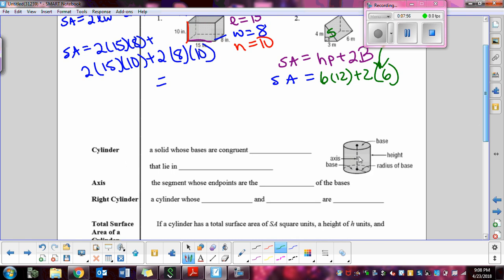Alright, now let's look at a cylinder. A cylinder looks like this, like a can. They love to use a can of Coke or a can. And it says, a cylinder is a solid whose bases are congruent circles. So if the bases are circles, then that's a cylinder that lies in parallel planes. This is the symbol for parallel, and I'll put planes. Just remember that they're parallel to one another. Axis: the segment whose endpoints are the centers of the bases.